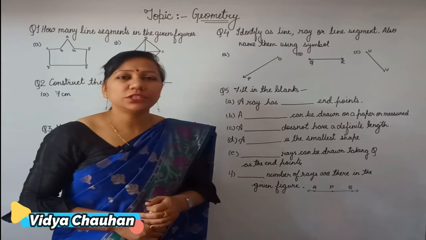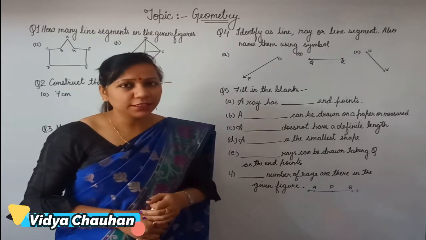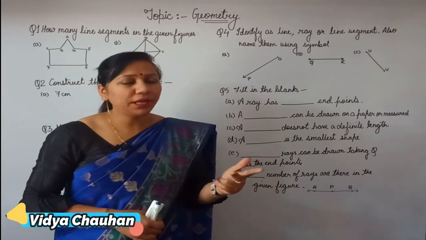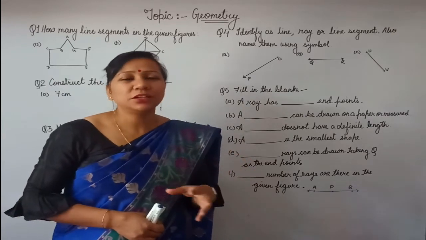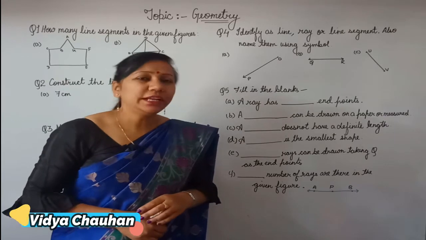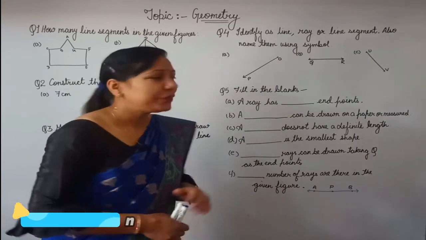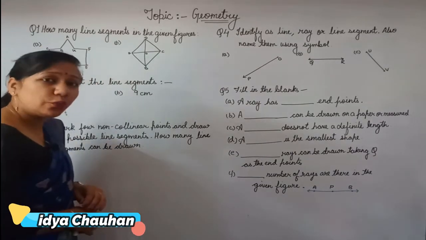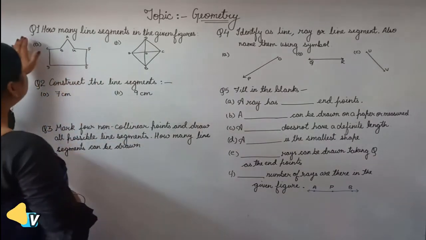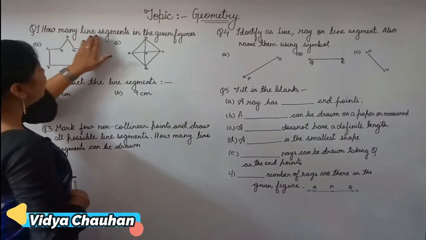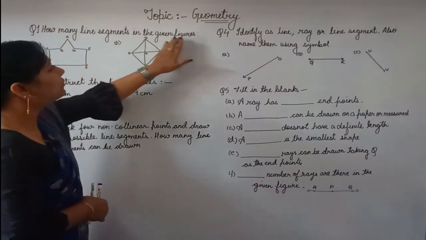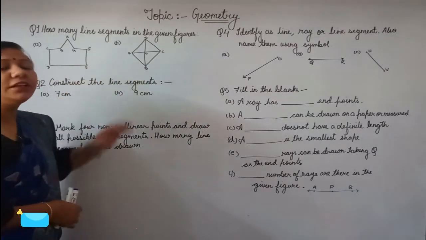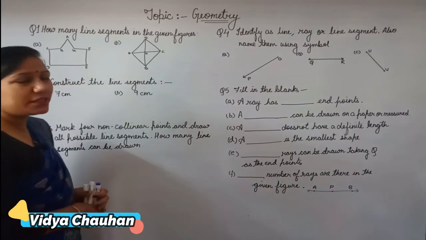As we are doing the chapter Basic Geometrical Concepts, and we have discussed line segment, ray and point, the basic geometrical terms, let us start with the exercise now. I have taken some questions from your book exercise, so let's check out what to do in these questions. The first question says, how many line segments are in the given figures? So here two figures are given to us and we have to find the number of line segments in these two figures.